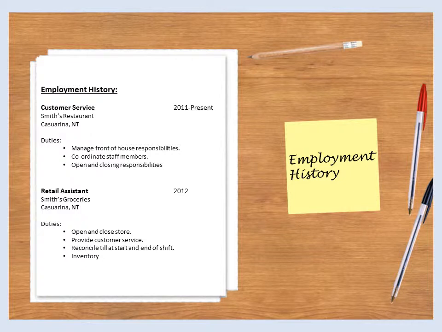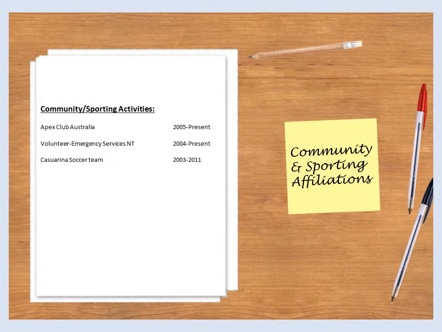Employment history should also run in descending order and should include the title of the job you held, where you worked, and a list of duties generally containing 6 to 8 items. Any volunteer or community service work, sports and recreation groups, and any other affiliations you may wish to include can go beneath your employment history.